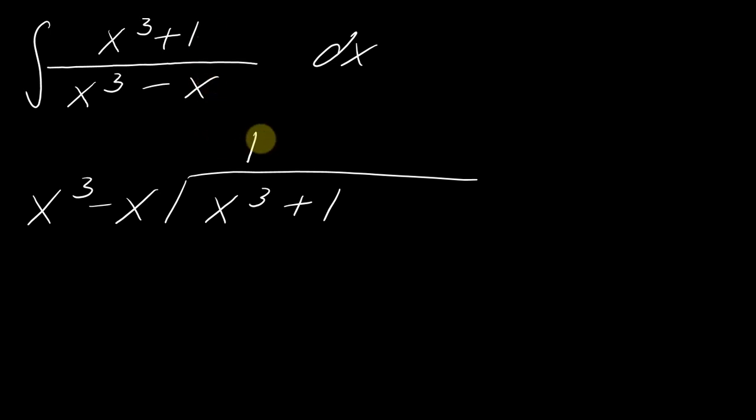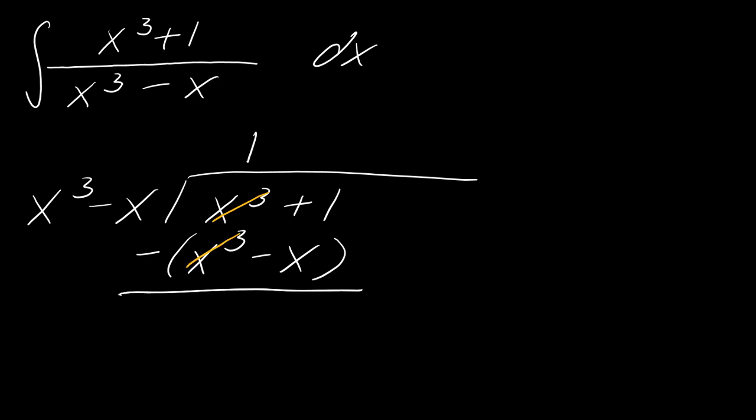So then I'm going to take 1 times this entire part, and this will be x cubed minus x when I multiply that out. And then I need to subtract this off. So in subtracting this off, the x cubes cancel out. Don't forget to distribute this negative. So this will just be an x here. And then I'm going to bring this 1 down.